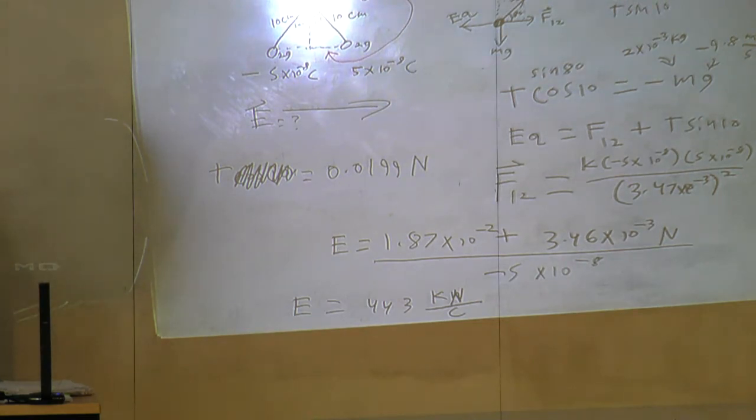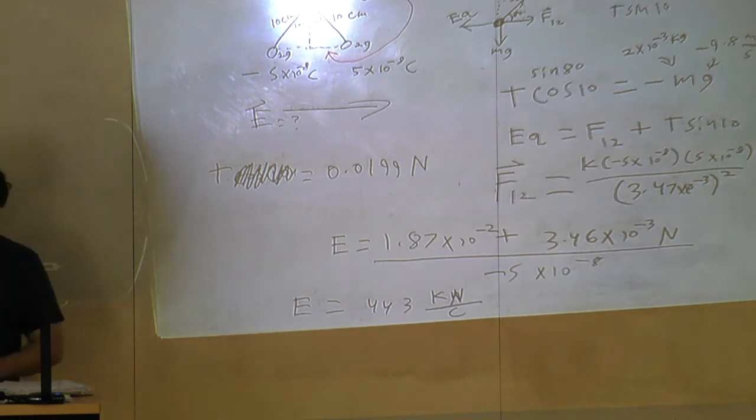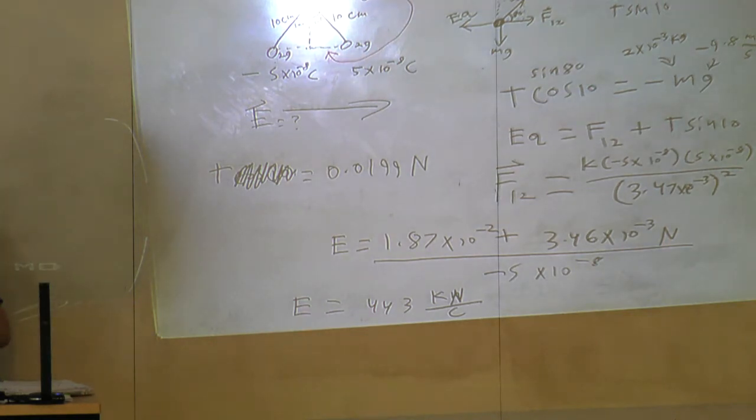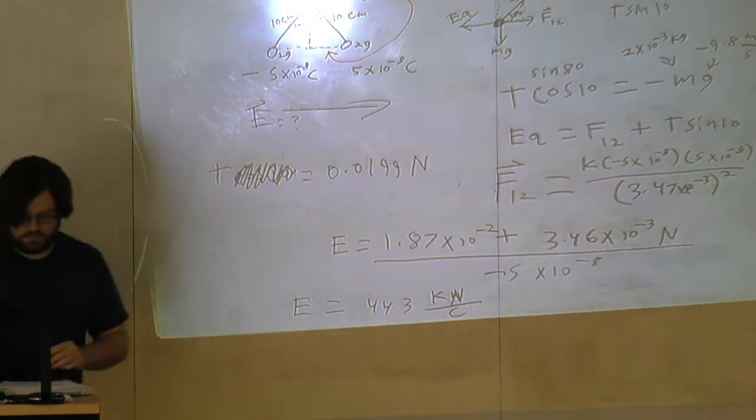4.43 times 10 to the 5th. Question. You made the three-bar diagram because of those in respect of the negative part, right? Yes. All right. Are we ready to move on? Okay.